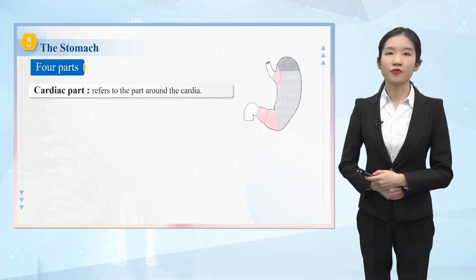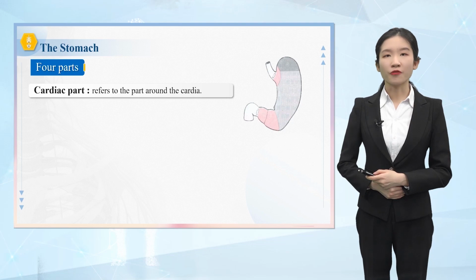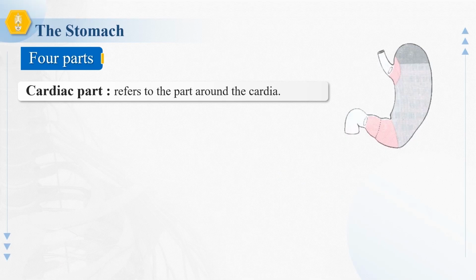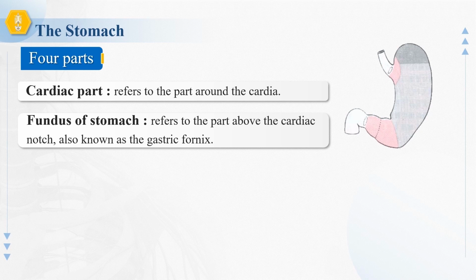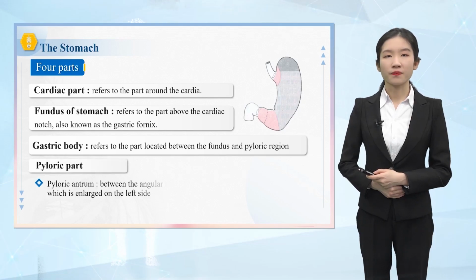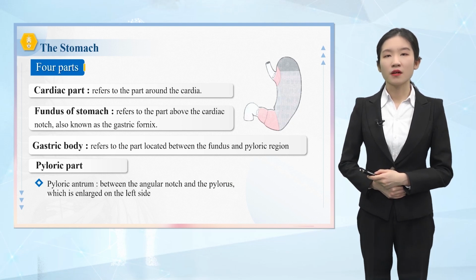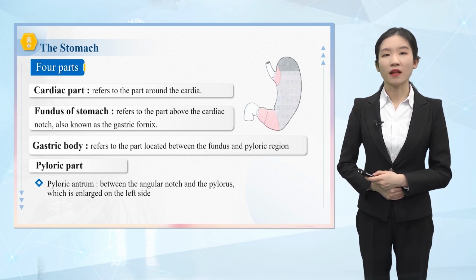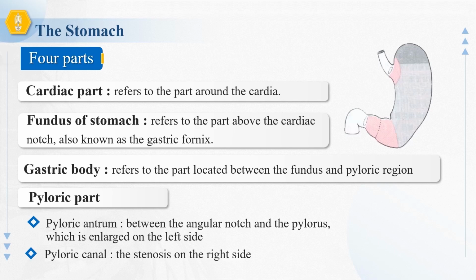It can be divided into four parts. Cardiac part refers to the part around the cardia. Fundus of stomach refers to the part above the cardiac notch, also known as the gastric fornix. Gastric body refers to the part located between the fundus and pyloric region. Pyloric part. Pyloric antrum, between the angular notch and the pylorus, which is enlarged on the left side. Pyloric canal, the stenosis on the right side.